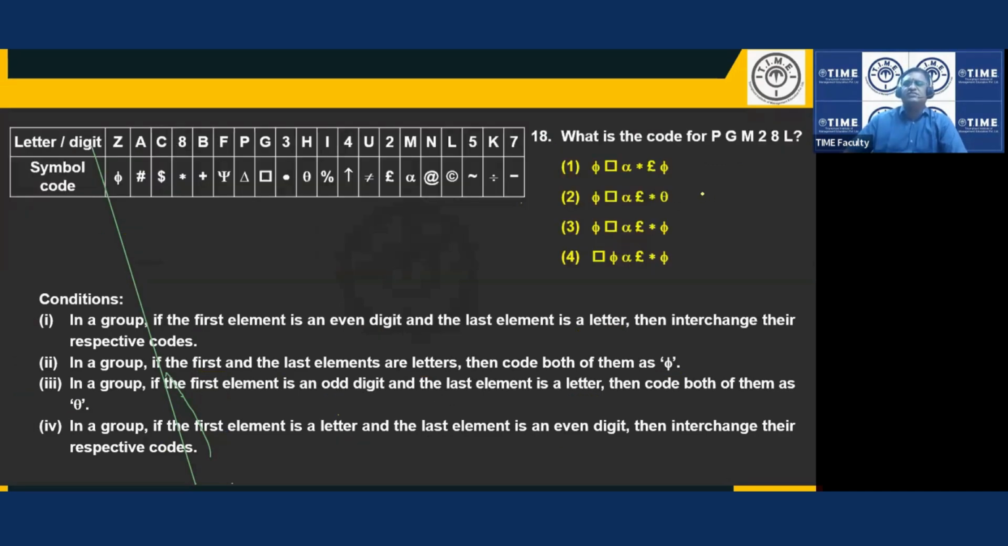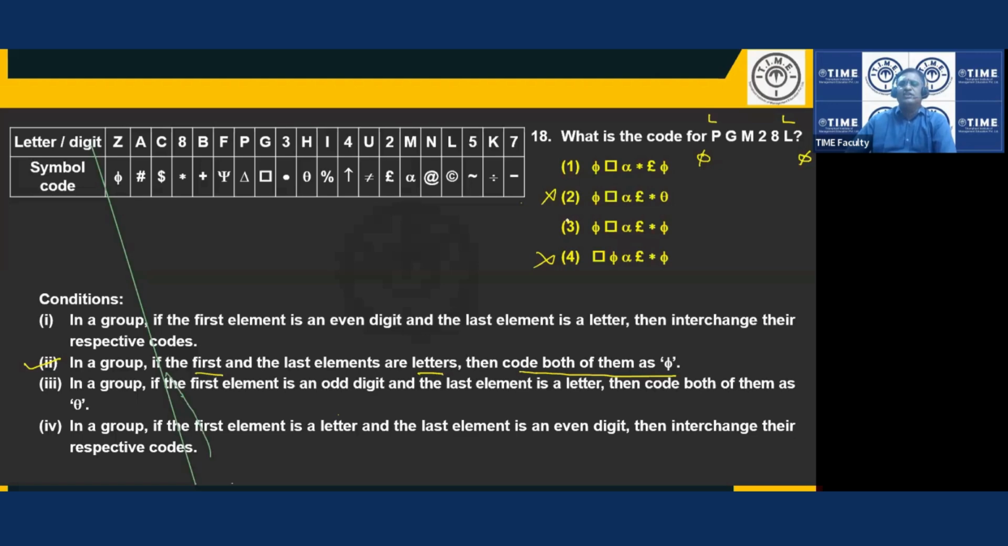Question number 18 here, on the right side, and the conditions again are open. In question number 18, P is a letter, the last element L is also a letter. So both letters, starting is a letter, ending is a letter. Condition number 2 is matching. The first and last elements are letters. What to do? Code both of these as pi. So first is pi, last is pi. Any option matching? Yes, second option is eliminated, fourth option eliminated.